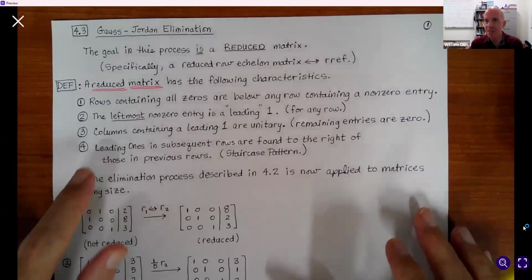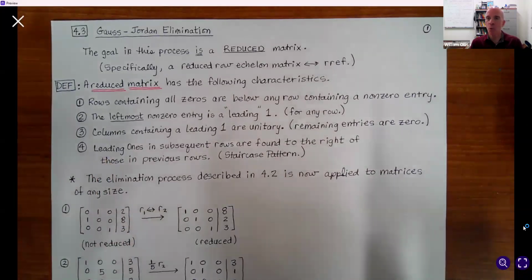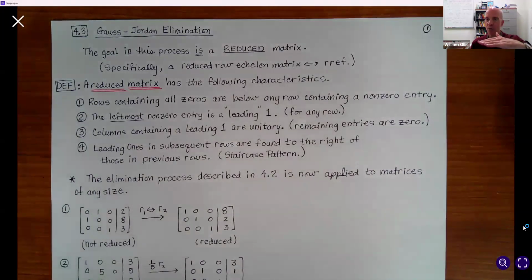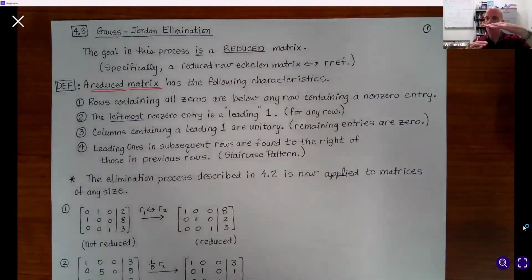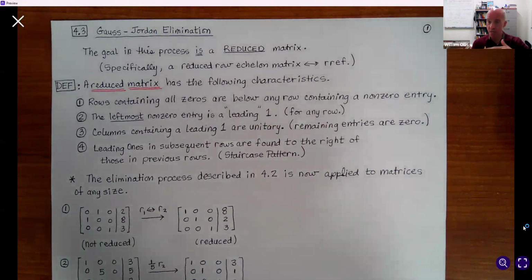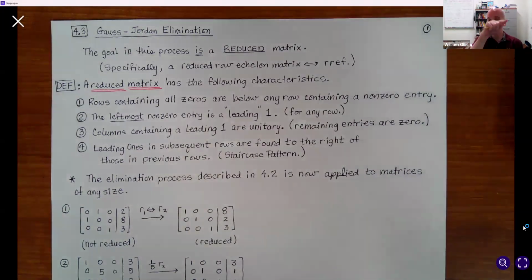And then the last one, which is actually very important, is that we want the leading ones to form a staircase. That is, if you have a subsequent row with a leading 1, you would like the leading 1 in the rows above to be to the left of that, or as you go down through the matrix, you want the leading ones to be to the right. So that creates a staircase pattern.